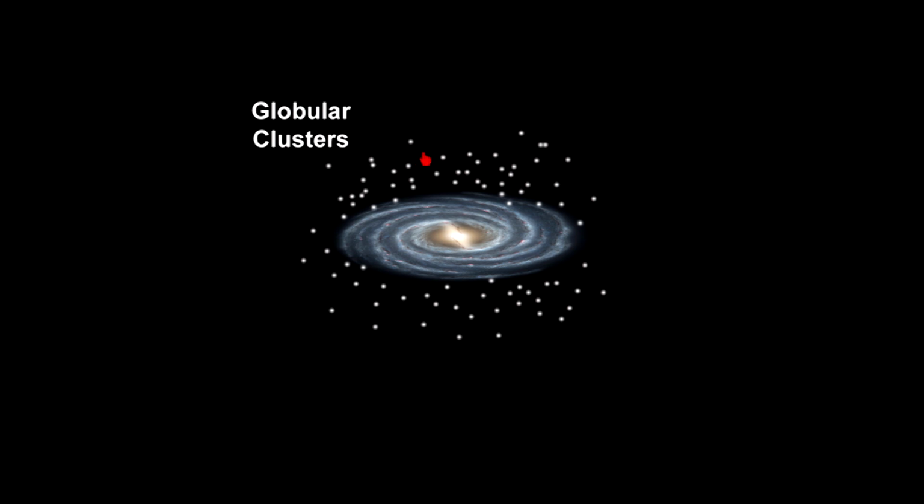And if you recall from a previous video, the stars in these globular clusters are actually very, very old. These are what we call population 2 stars, which are the first generation of stars, the oldest stars in the universe. So let's get a little bit further out.